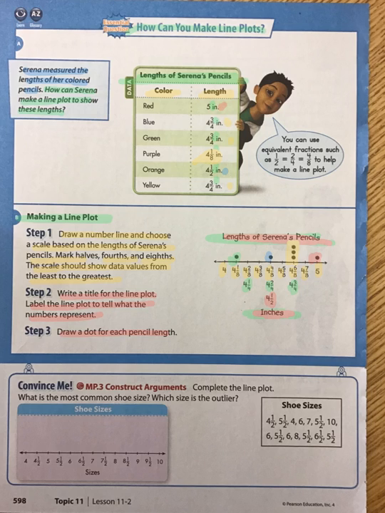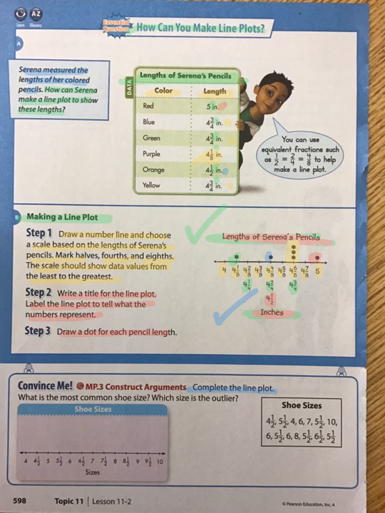When you are making a line plot, remember, you need a title, check. You need a label, check. You need to make sure that you're labeling the number line correctly and that you have a dot for each data point. All right, let's look at the bottom where it says convince me.